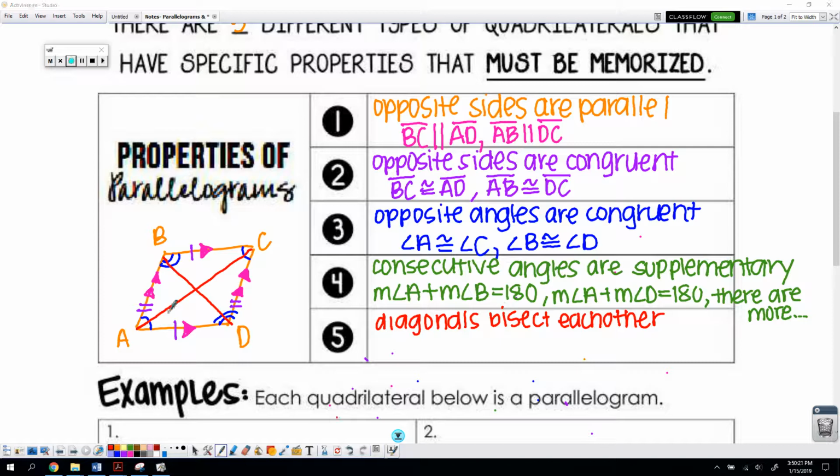So what we'll do is mark them as being the same. I'm going to put a letter here in the middle. We'll call it E. And then we have that AE is exactly the same as EC, and BE is exactly the same as ED. All right? So we'll write that down. We have AE is congruent to EC, and then we have BE is congruent to ED.